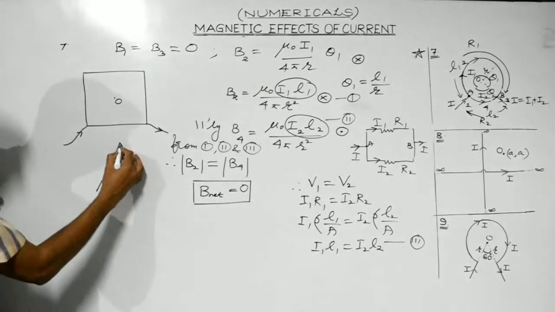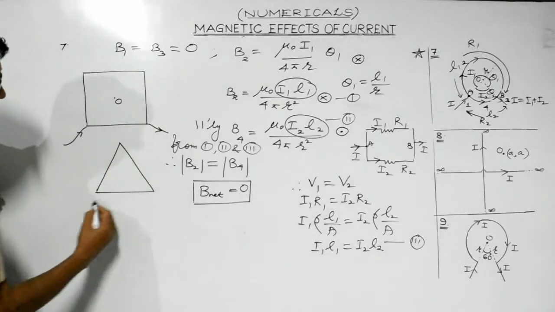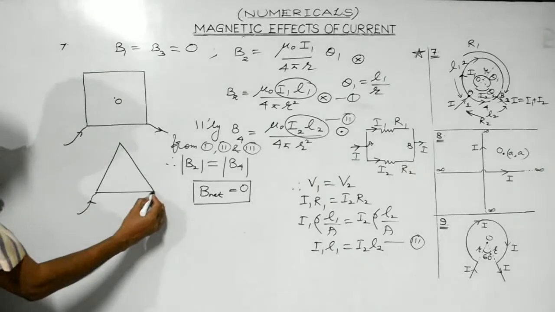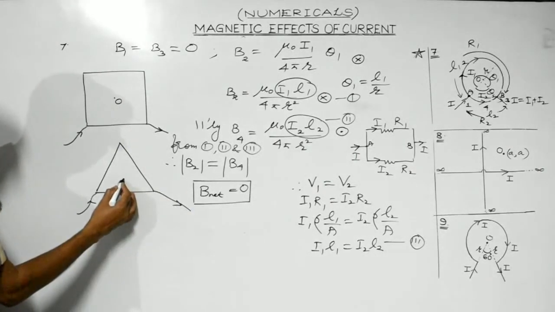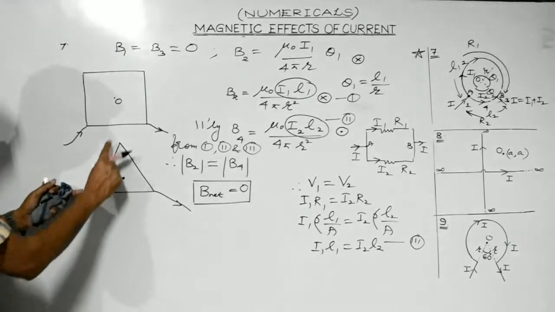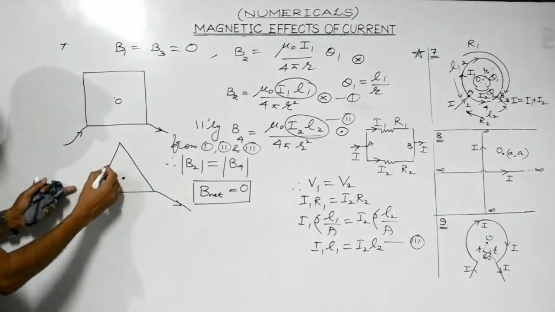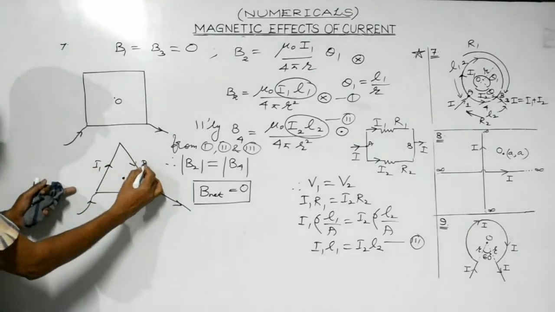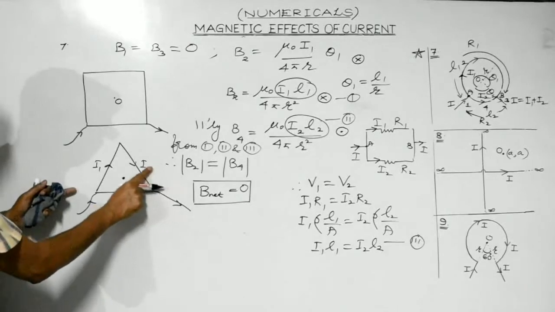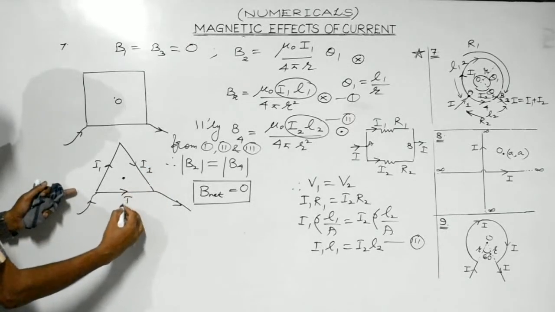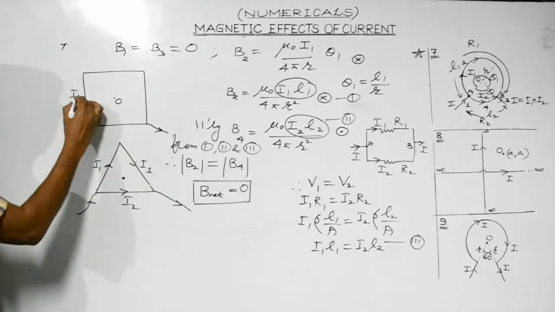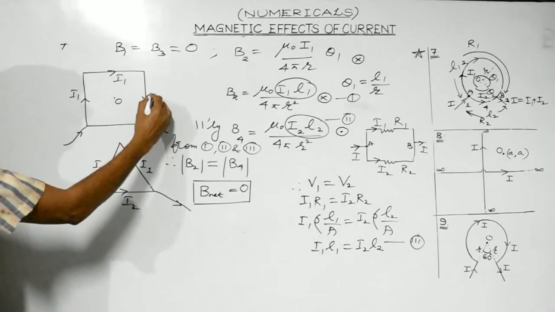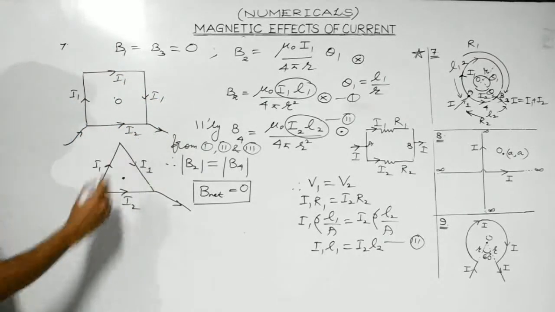For a triangular loop also, if the current enters one corner and it leaves the other corner, the net magnetic field at the center due to this triangular current carrying loop would be 0. So apply the same logic and you can easily derive it mathematically. This is I1, this is I1, this is I1, and this will be I2.